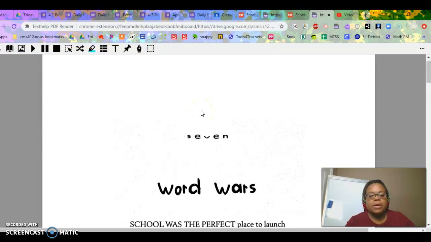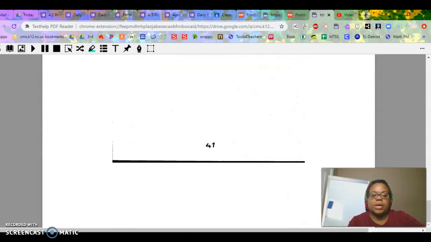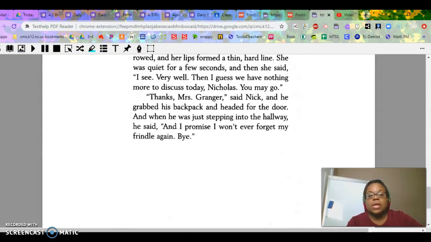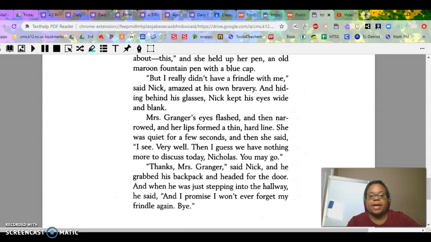All right, so here we are. It tells me at the end of the chapter, so I'm going to go ahead and scroll so that way I can see the end of the chapter. So it's not very much on this page, so I'm going to start at: But I really didn't have a Frindle with me, said Nick, amazed at his own bravery. And hiding behind his glasses, Nick kept his eyes wide and blank. Mrs. Granger's eyes flashed and then narrowed, with her lips formed a thin, hard line.